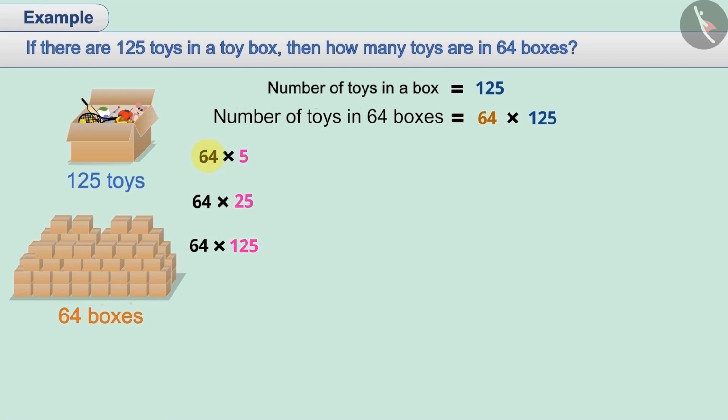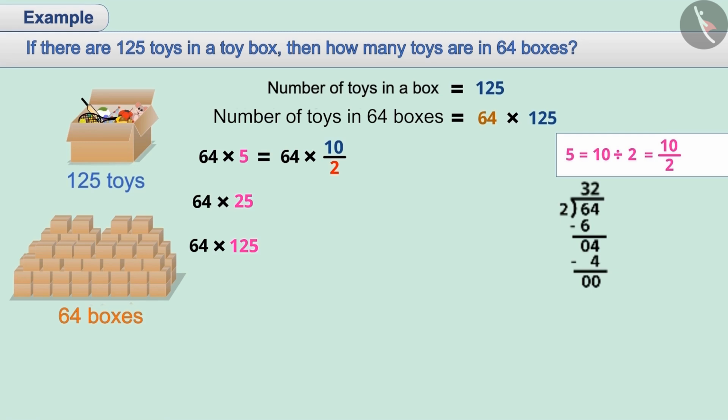Let's learn how to solve 64 multiplied by 5 first. Since we can write 5 is equal to 10 divided by 2, which can be expressed as 10 by 2. In order to get the product of 64 and 5, we can express it as 64 multiplied by 10 by 2. To solve this, first we have to divide 64 by 2. The outcome is 32. Now, we will multiply 32 by 10 and we get the answer 320. We can solve this easily by verbal calculation.